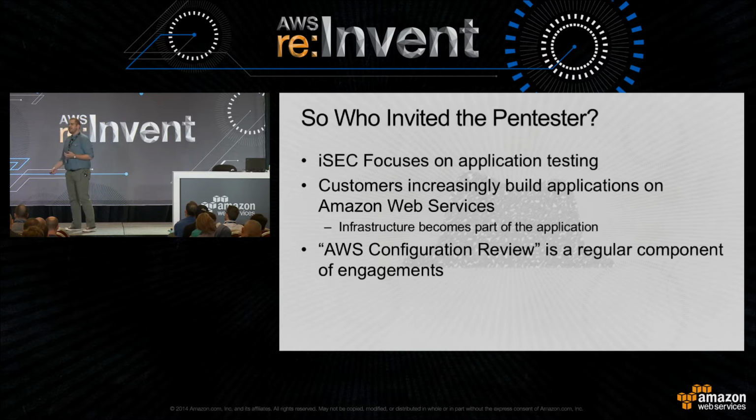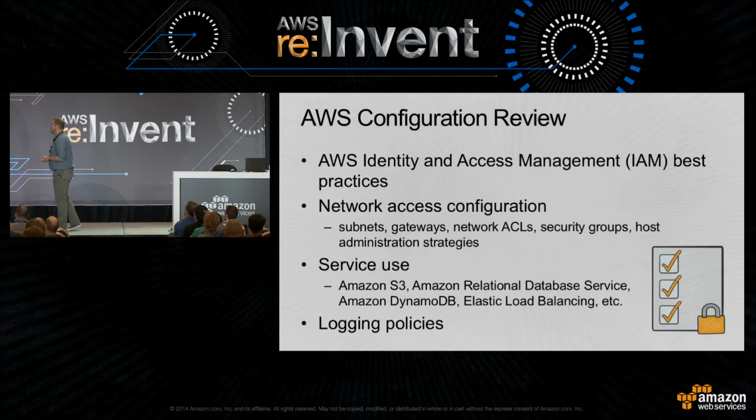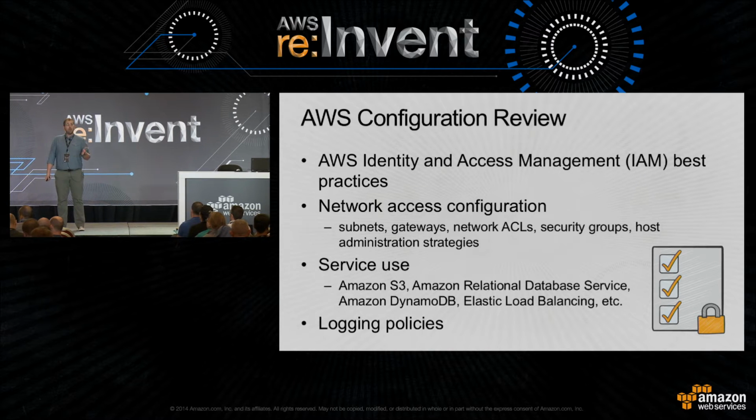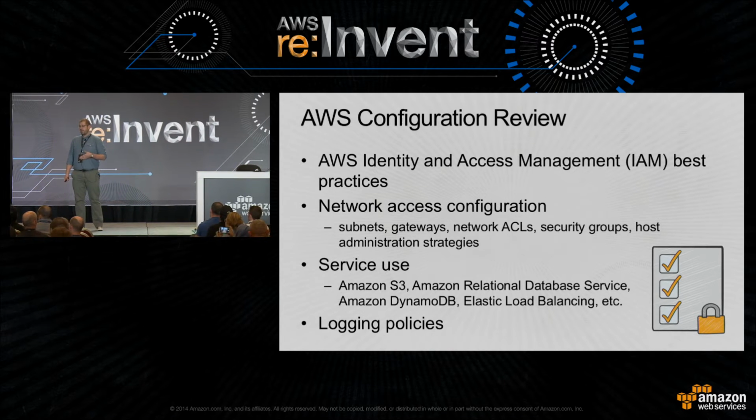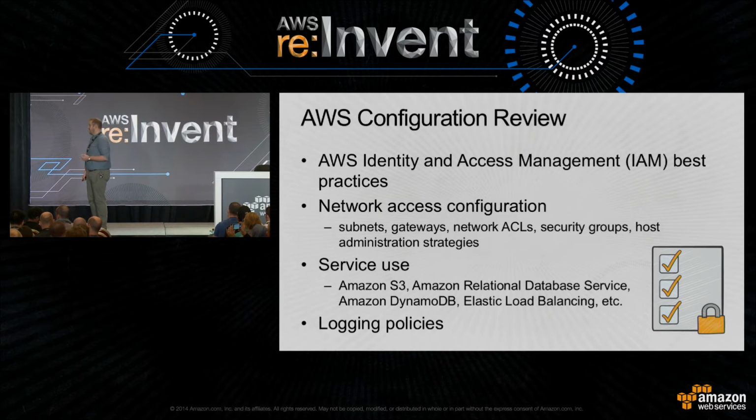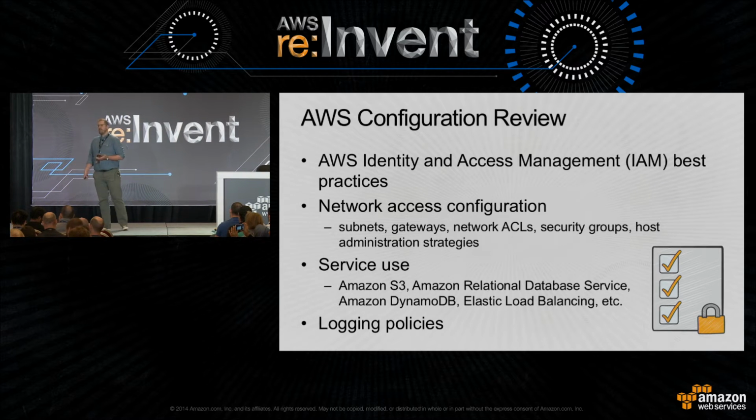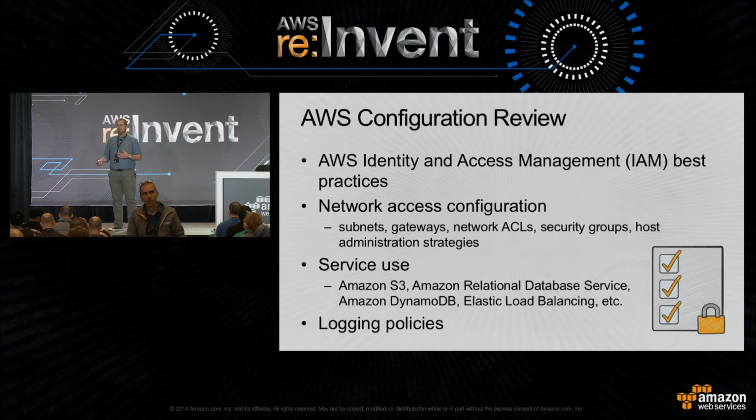And so we have started to sort of coalesce and standardize on what an AWS configuration review is. So if we're going to review your configuration, what are we looking for? We're going to first start off with IAM best practices. Are you managing your user accounts correctly within the cloud? And then we're going to start looking at your network access. Security groups and network ACLs, obviously, but also if you're using subnets and any type of gateways to try and do isolation, we'll review that configuration too.